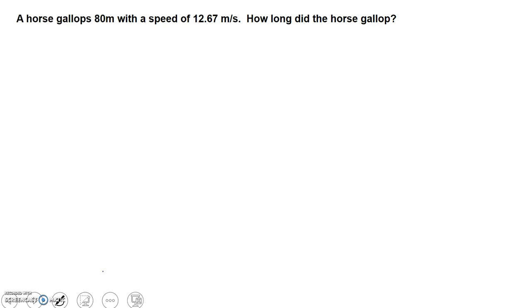Today, we will walk through the problem-solving steps for speed and velocity problems. A horse gallops 80 meters with a speed of 12.6 meters per second. How long did the horse gallop? The first step of the process is to list my knowns and unknowns.